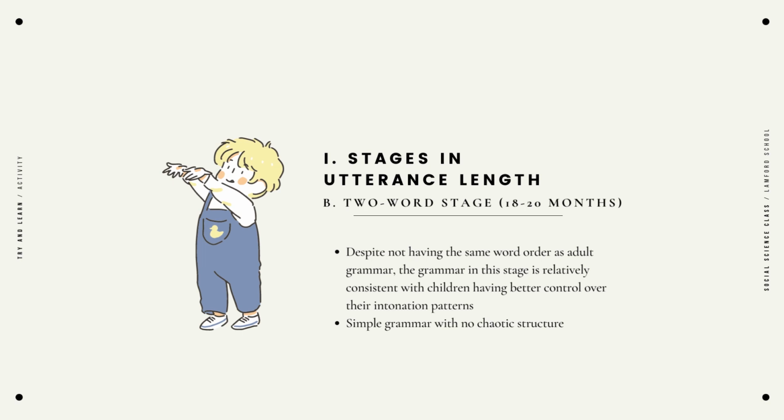However, despite this word order not being in any way close to adult grammar, the grammar in this stage is relatively consistent because they have better control over their intonation patterns. And keep in mind, even if the grammar is very simple, it does not have any chaotic structure, meaning it is simple but effective and it doesn't cause any chaos.